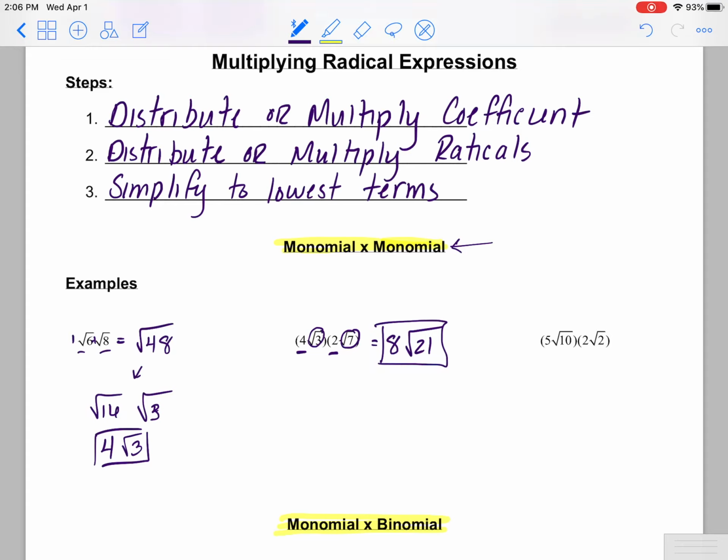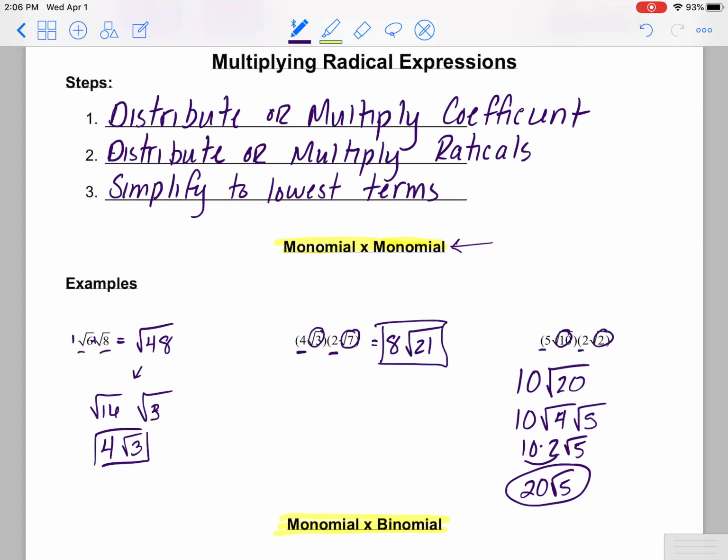All right, so if we look at the next one, very similar to what we just did. Multiply the numbers in the front, then multiply your radicals. So this gets me radical 20. Now I know that I can simplify radical 20. So I can split this up into radical 4 and radical 5. And then if I go through and simplify, my final answer would be 20 radical 5. Okay, those are the easier ones. As you can see, they're pretty straightforward.